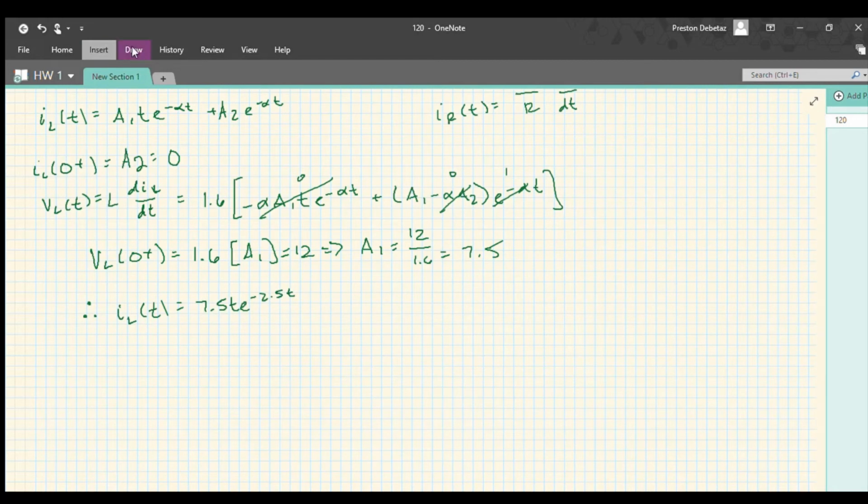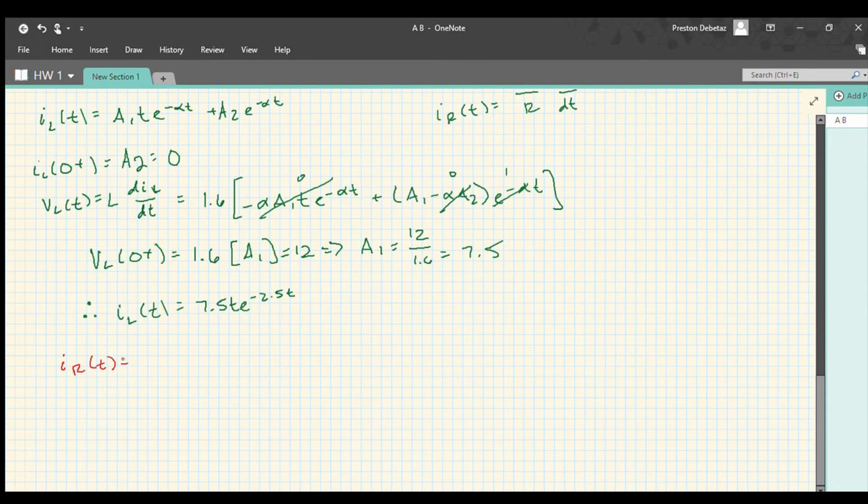But remember earlier we said that IR of t is L over R dIL dt. So we need to find di dt. So this is just going to be a product rule. So di dt equals, so we have t times minus 2.5 e to the minus 2.5t plus e to the minus 2.5t.